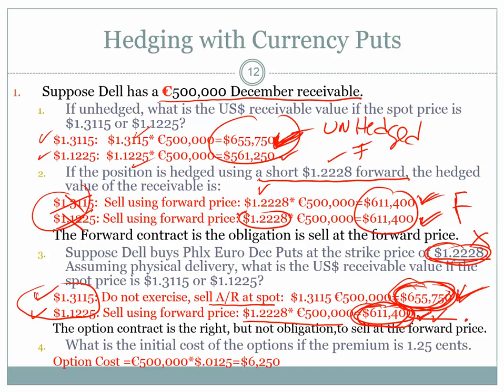I have to pay for that, and say, what if the price of that put was 1.25 cents? I'd pay 6,250 to have this possible payoff. And that's the basic underlying rationale of using a forward versus an option. A forward costs nothing up front, but you lock exactly what the price is. An option is going to cost you money up front, but then you retain upside.